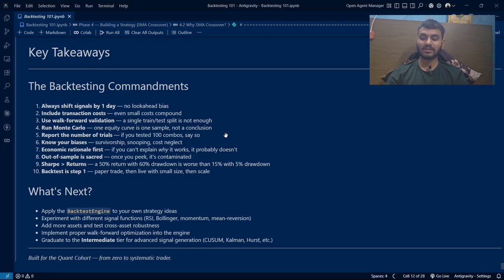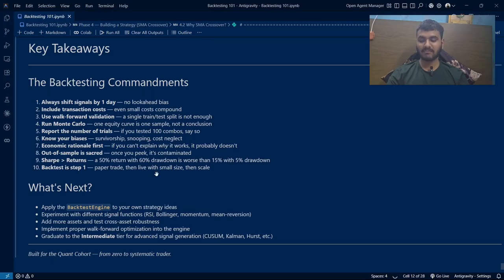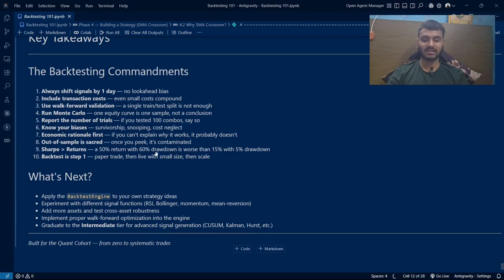Economic rationale first. You should always have a clear justification of what you're trying to accomplish and how you're trying to accomplish it. If you can't explain why it works, it probably doesn't work in real life, right? Out of sample is sacred. Once you peek, it's contaminated. Sharpe is more important than returns. Never optimize for returns, always optimize for Sharpe ratio or Calmar ratio. Backtest is your step one, then always paper trade, then live trade with small size, and then scale.